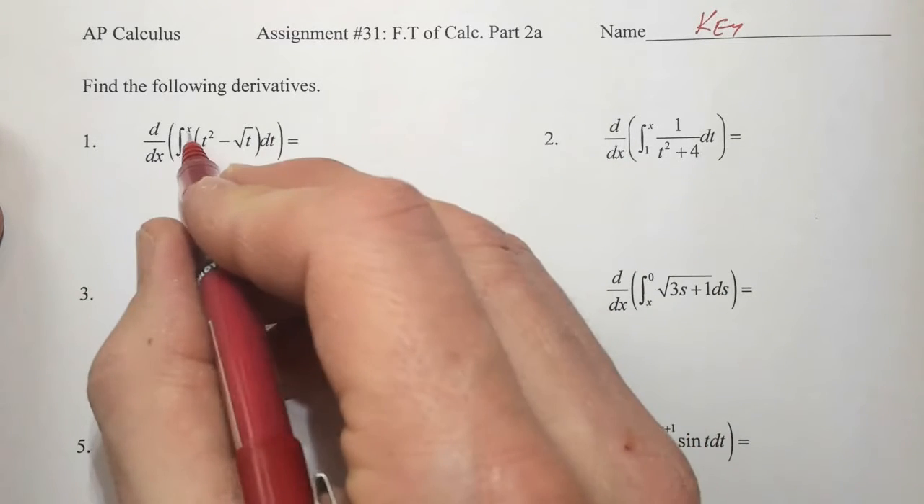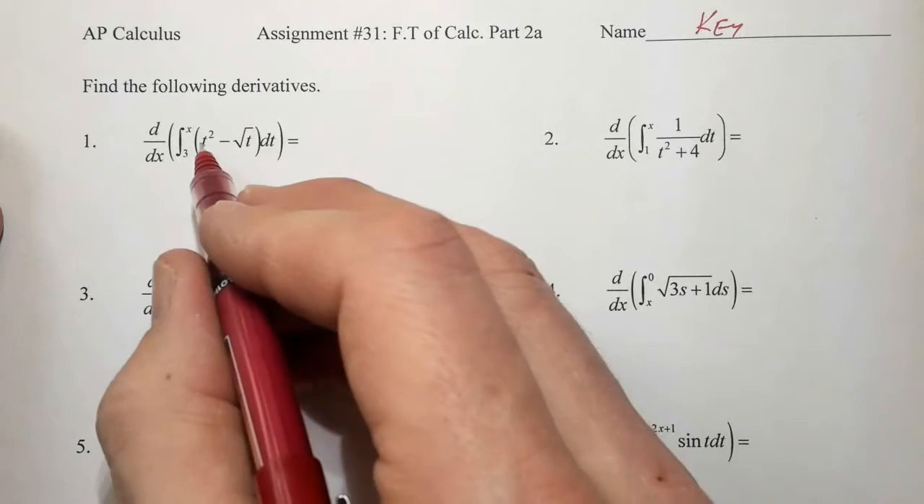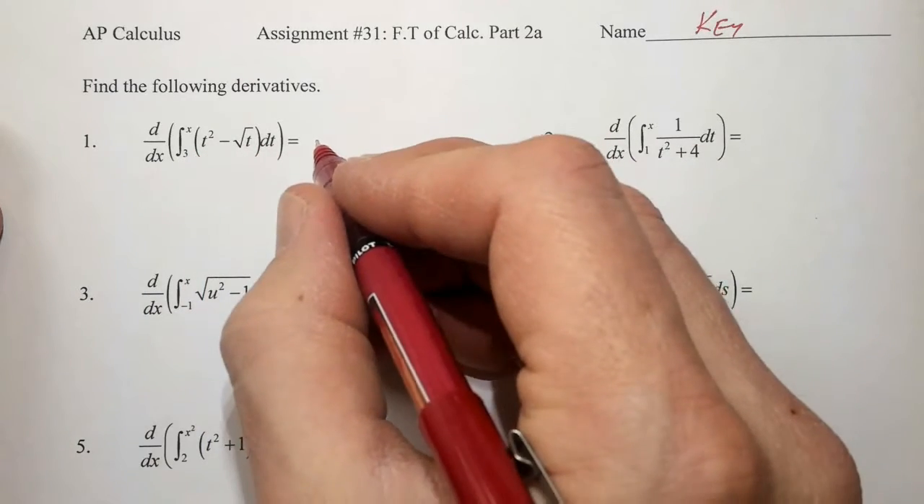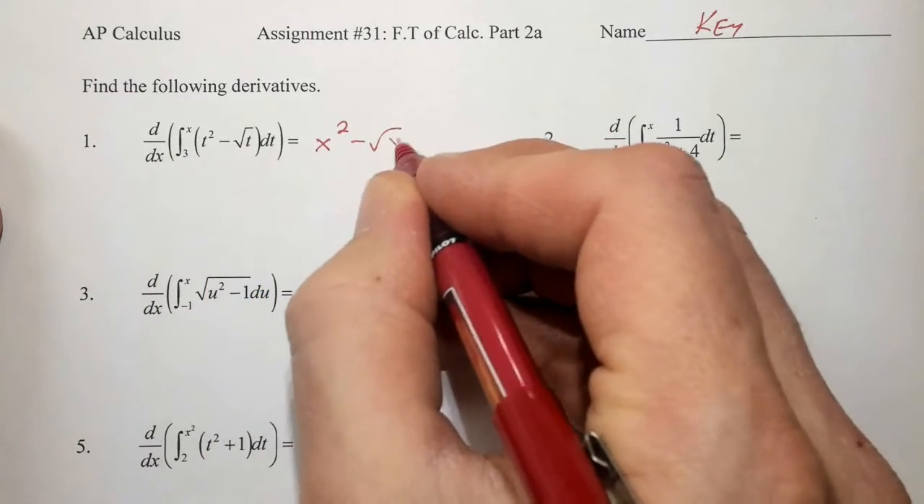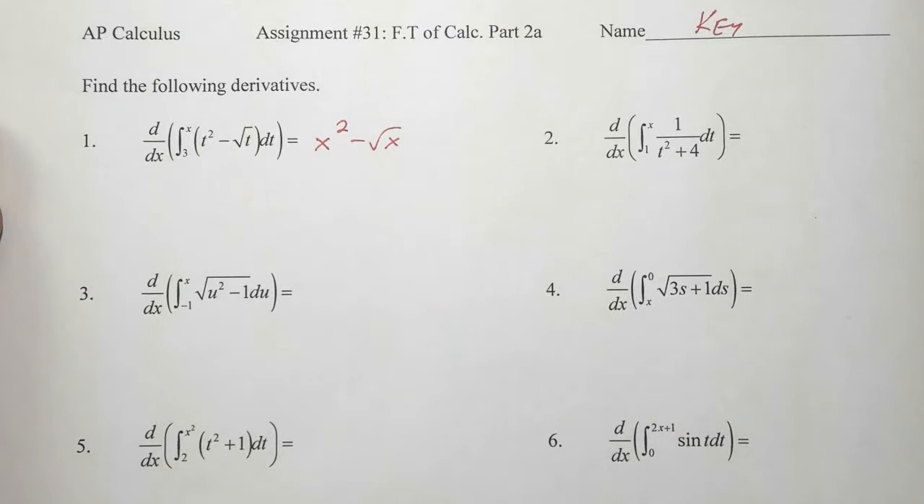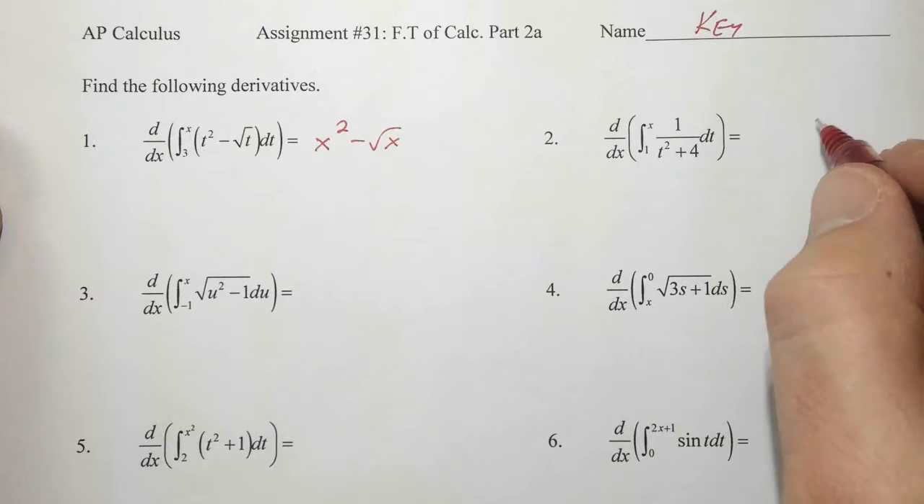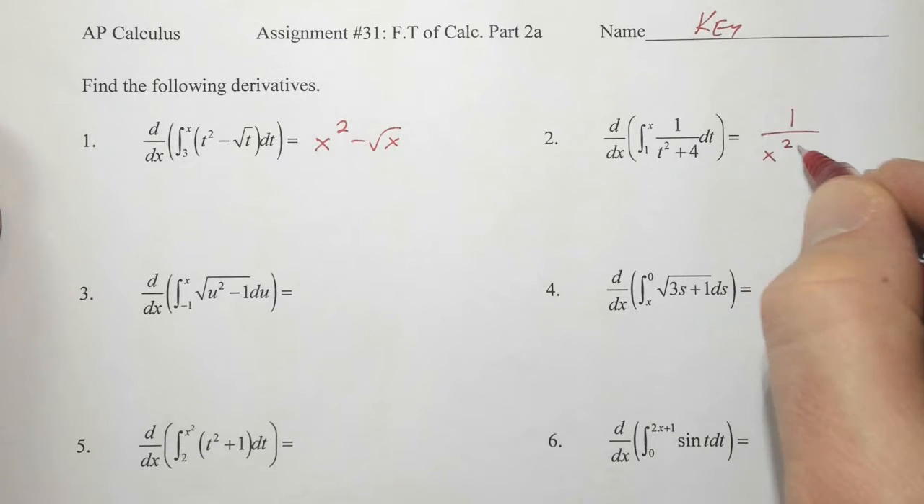Problem number 1, we just see an x here, so we replace t with x, and that's the short version of getting our derivative. So x squared minus the square root of x. Problem number 2, same process, 1 over x squared plus 4.